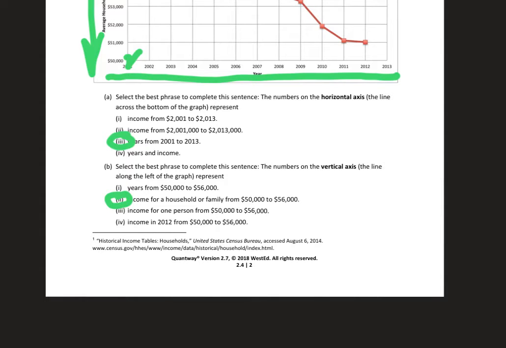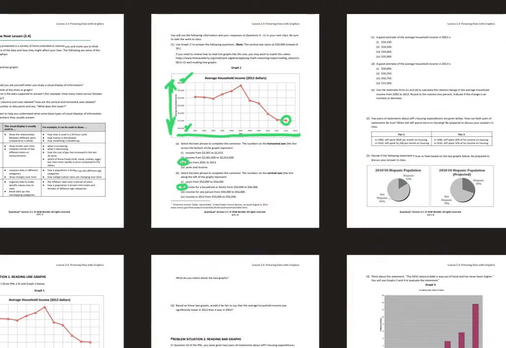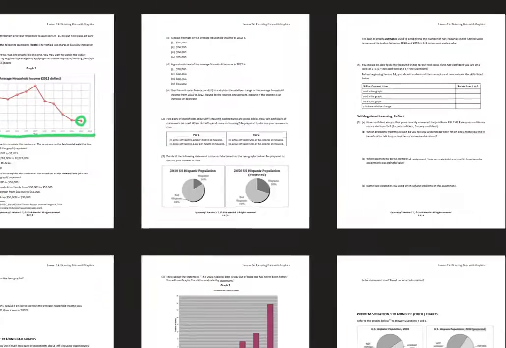Let's see. The income for one person from $50,000 to $56,000. No, it said it was income for families. Income in 2012. No, that would just be this amount. So the second option there is the only one possible. And all right, let's move on to the next page. See what we have there. I think I need to switch tools. There we go.